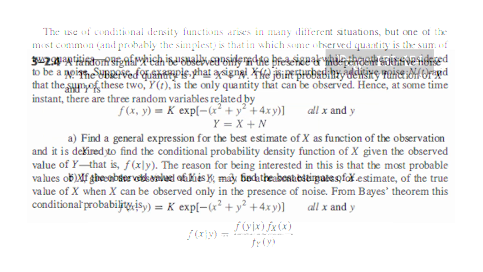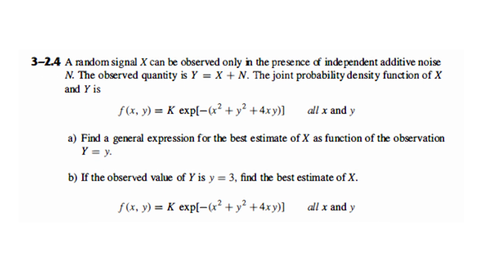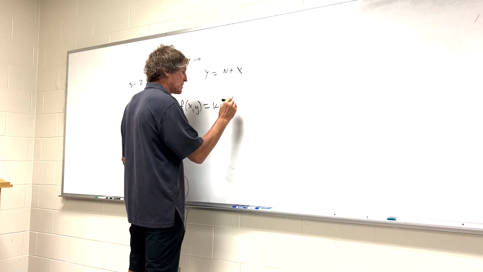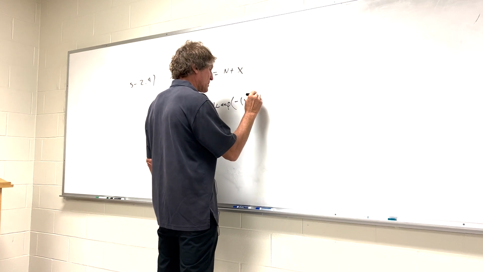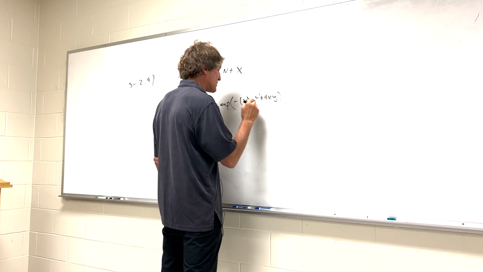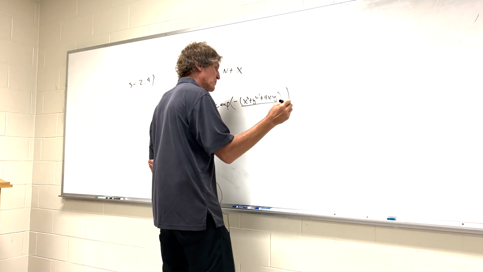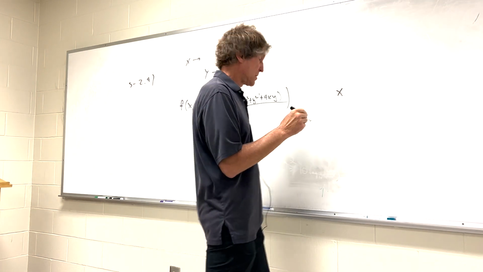Then it says the joint probability density function of X and Y is f of x comma y equals K times the exponential of negative parentheses x squared plus y squared plus 4xy. It's just that, and this is for all x and all y.